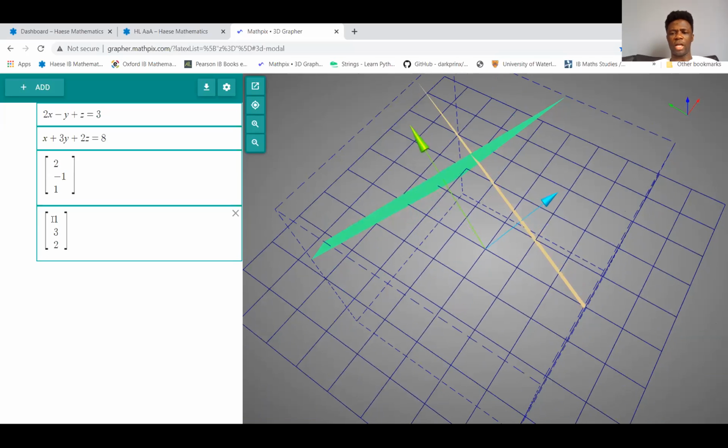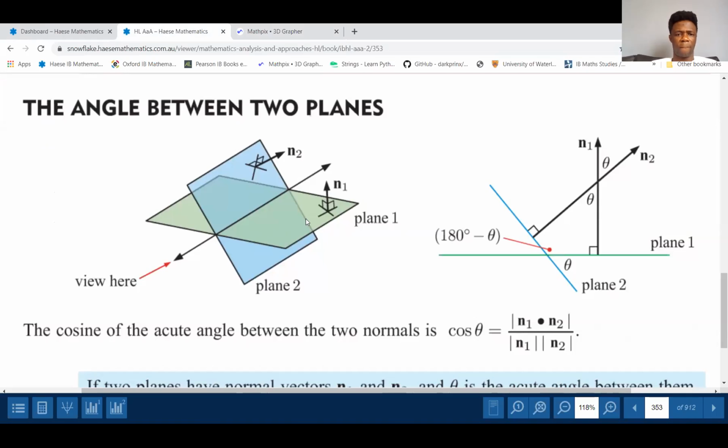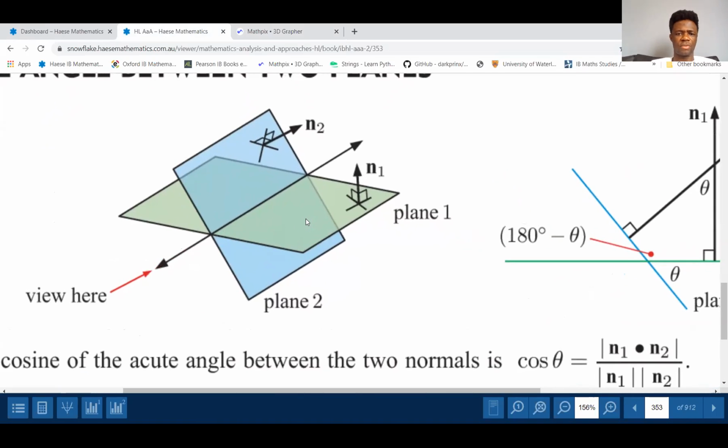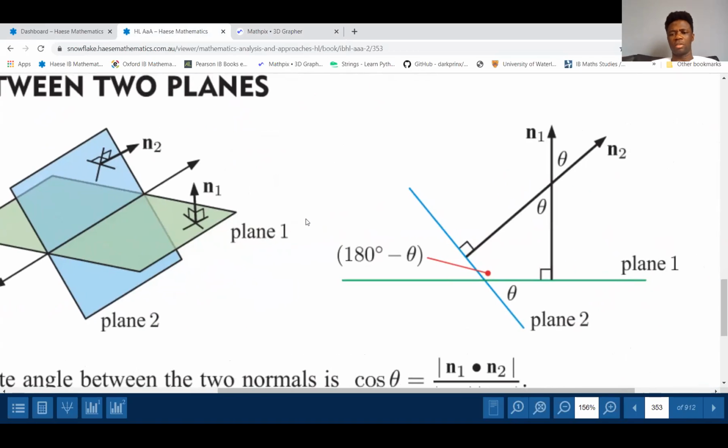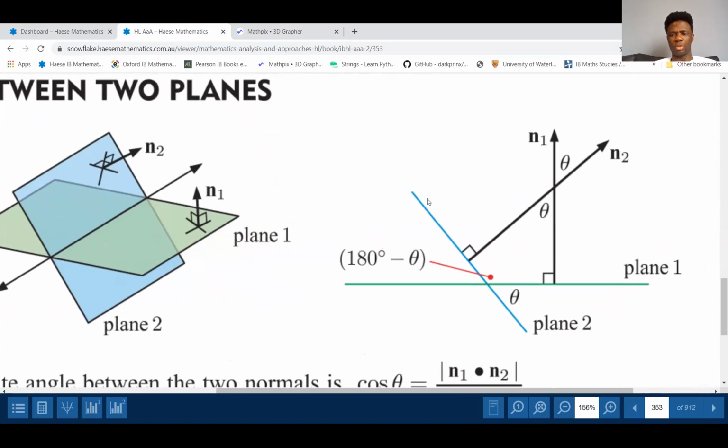If you want to find the angle between these two planes, which is this angle, can you see my cursor? So this is the book. These are the two planes. These are the normals to the planes. So these are the two planes, green and blue, like this. Yes, this is the acute angle between them. And we can see that it's actually the same as this angle.